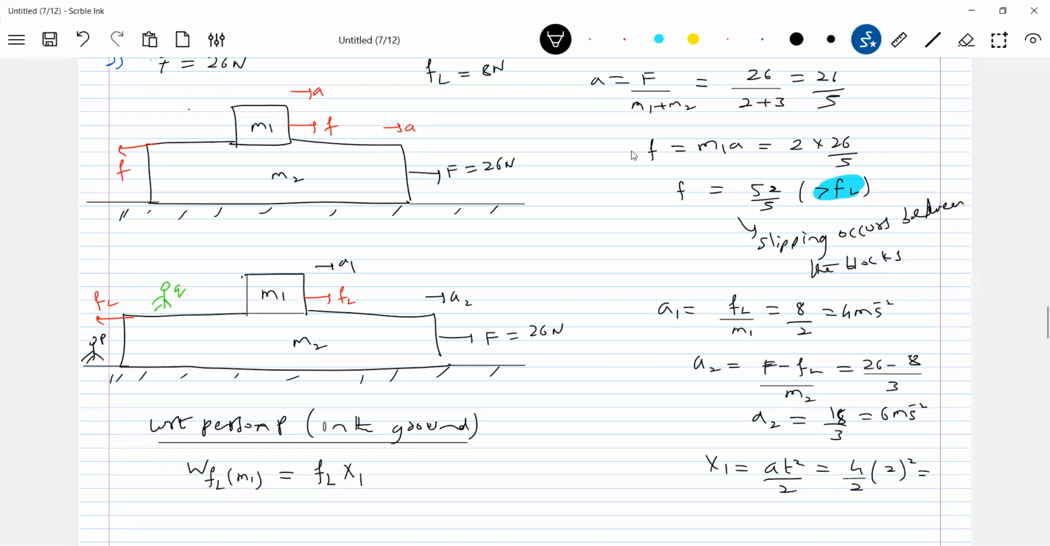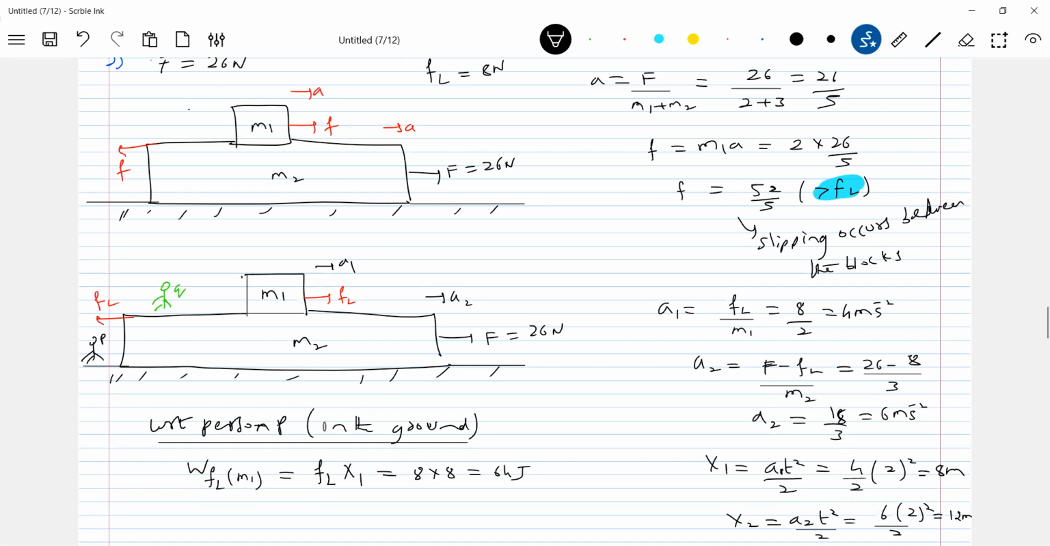Similarly, we'll calculate X2, which should be equal to A2 T square by 2. A2 is how much? 6, into 2 square by 2, that is 12 meters. Let's come to this. So the work done is FL into X1. FL is how much? 8, into 8, is 64 joules.